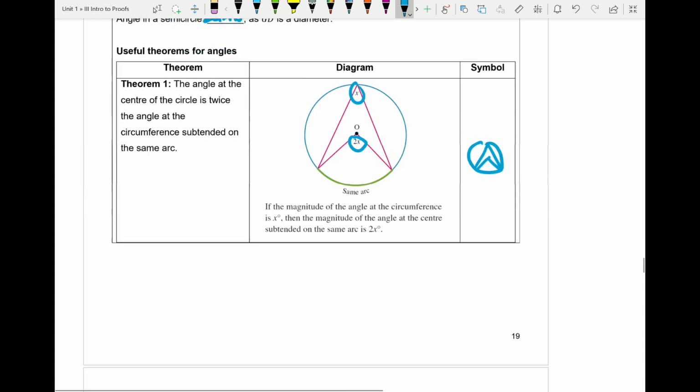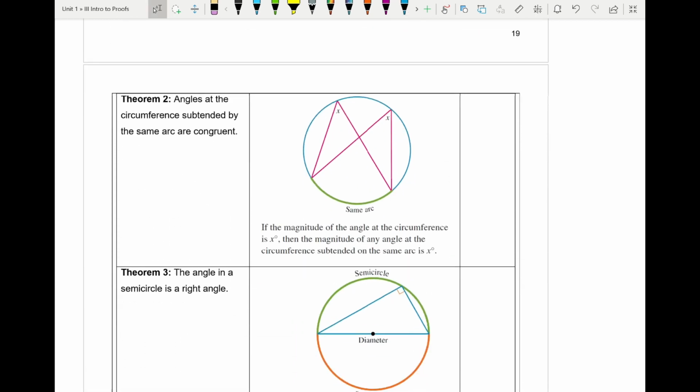Okay, the second theorem. Angles at the circumference subtended by the same arc are congruent. So if the magnitude of the angle at the circumference is x degrees, then the magnitude of any angle at the circumference subtended on the same arc is x degrees. No matter where I put these 2 lines out to, wherever they meet is always going to be x degrees. Again, we notate that as an hourglass looking shape, and we're basically just drawing 2 angles subtended by the same arc.